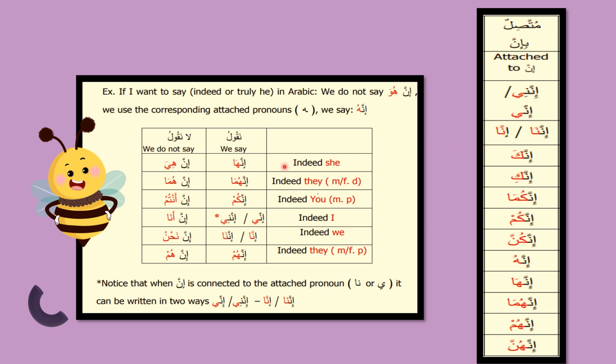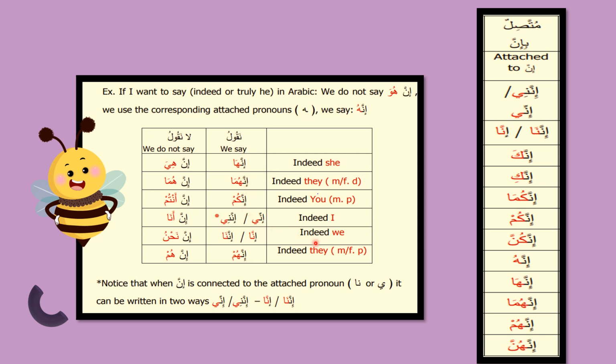So here, if you want to say indeed she, indeed they, or indeed you, or even indeed I, how do you attach? You cannot say inna wa hiya. You cannot use the separate pronoun. Instead, you need to attach with the attached pronouns, damir muttasil. So it becomes innaha. With the duals, it becomes innahuma, innakum, inna. And pay attention to the structure of inna. Inna remains mabni, doesn't change.